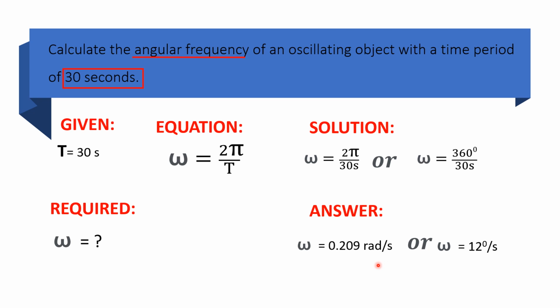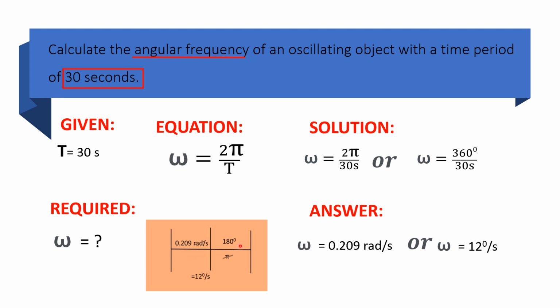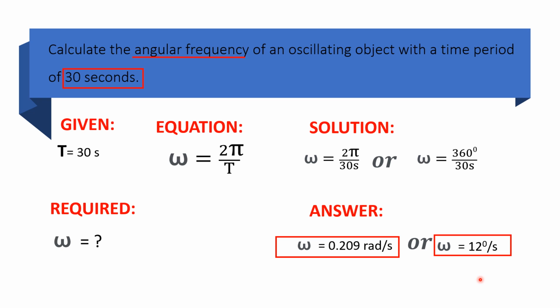So, let us have the conversion. Let's say, kino-convert ko ito into degrees. So, we have 0.209 rad per second, and the conversion factor is, in 180 degrees, we have 1 pi, and that is the radian. So, if you use this one, the value will be 12 degrees per second. Same with this one. So, kahit ano dito, will be your final answer. So that is the value of our frequency for this problem, given that the period is equal to 30 seconds.